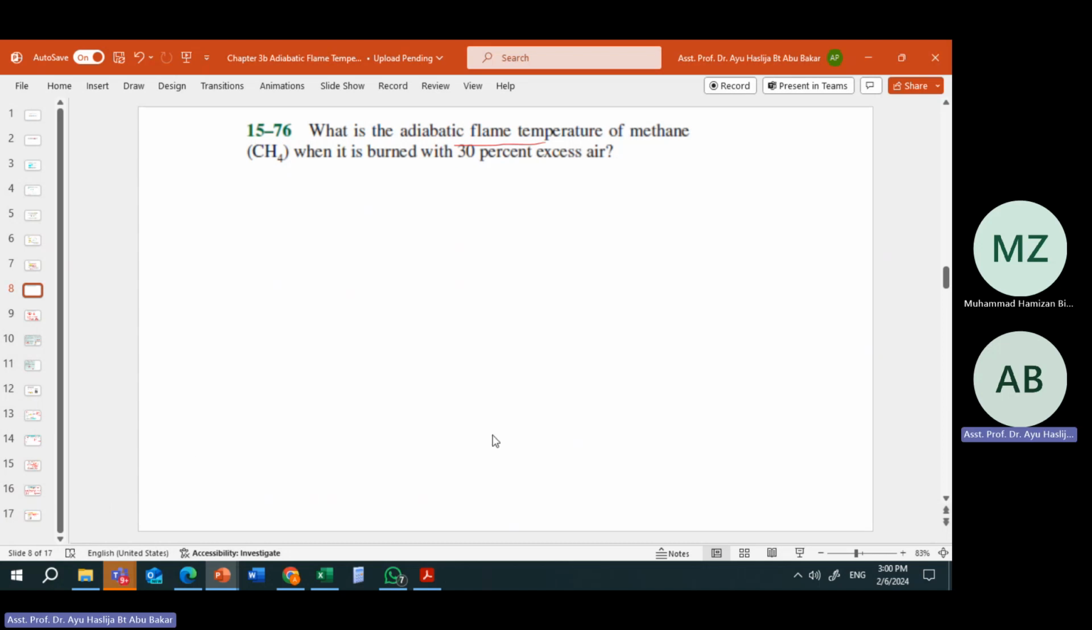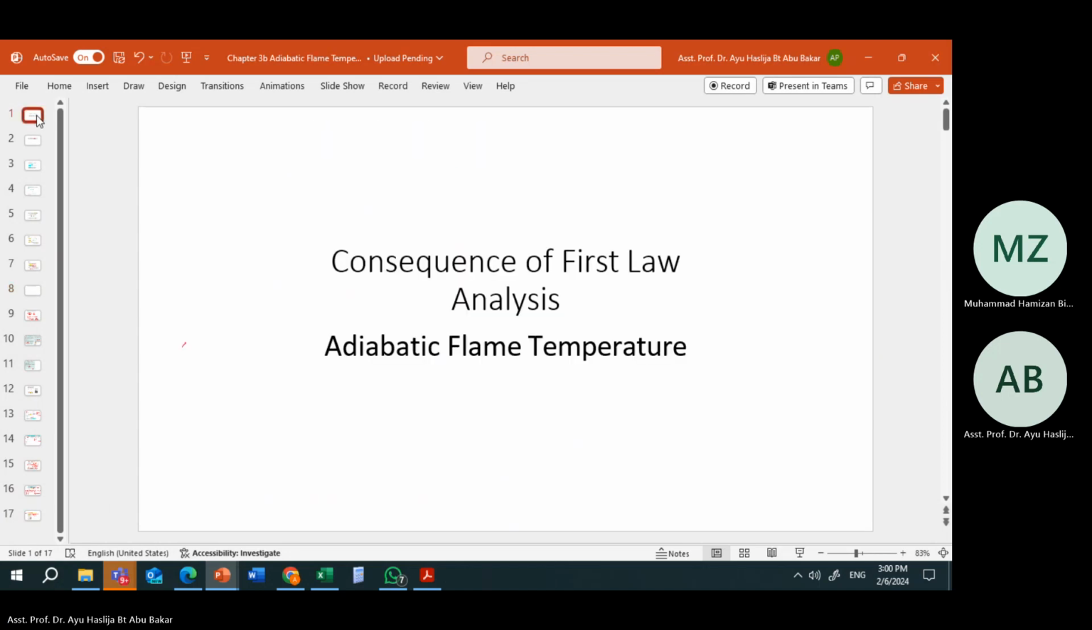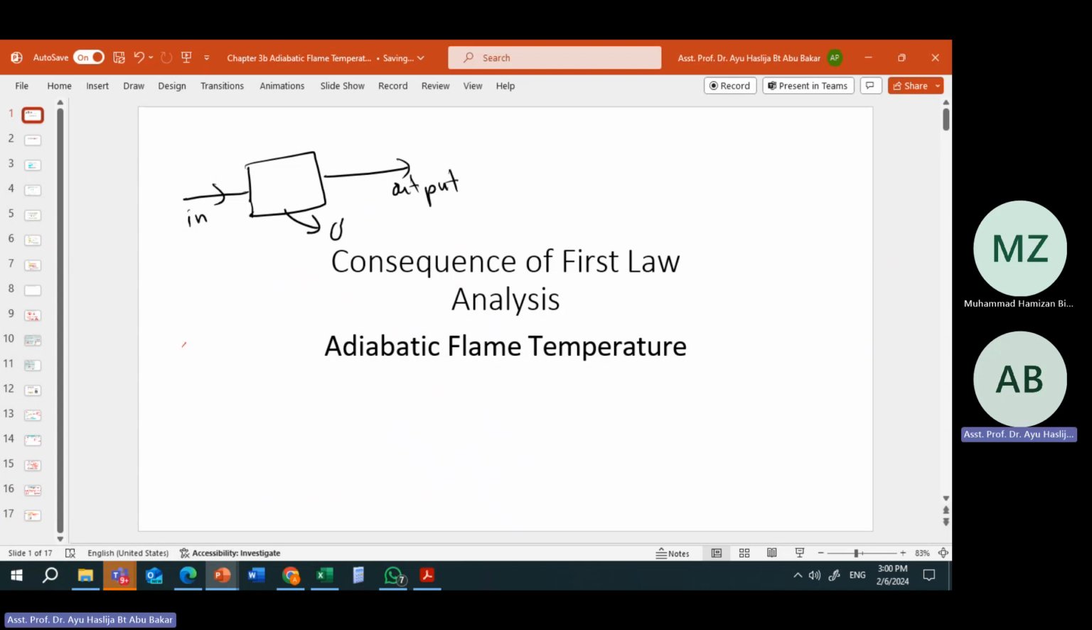Before that, do you understand the term adiabatic? No change in temperature. No heat release. Yang sebelum ni, kita cari Q kan? Yang sebelum ni, fuel input, then you have output product. Then you are asked to find the Q. Kan? Okay. So you're given the T out.